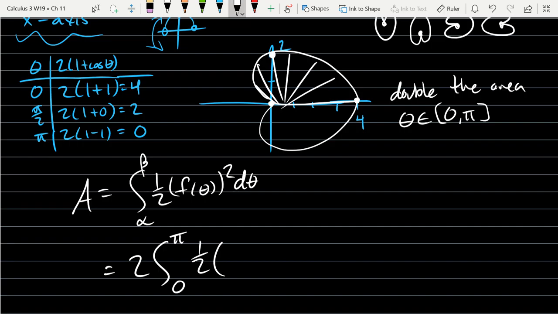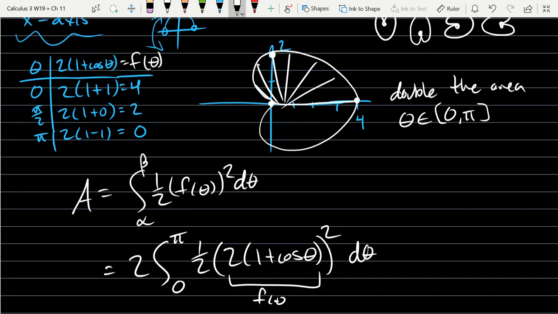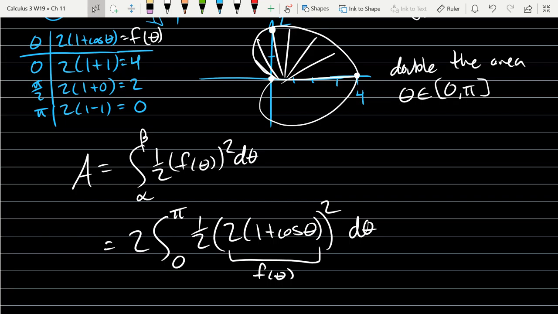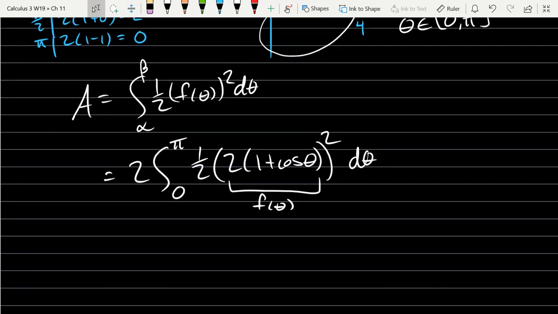Our f of theta function is written above here in the table. F of theta is that 2 times 1 plus cos theta. Square that whole function, d theta. So inside the big parentheses, that 2 times 1 plus cos theta, that whole thing is f theta. Make sure you square the whole thing, including the 2. So that 2 is going to get squared. So the 2 and the half cancel. We still have a 2 squared. We'll bring that outside.